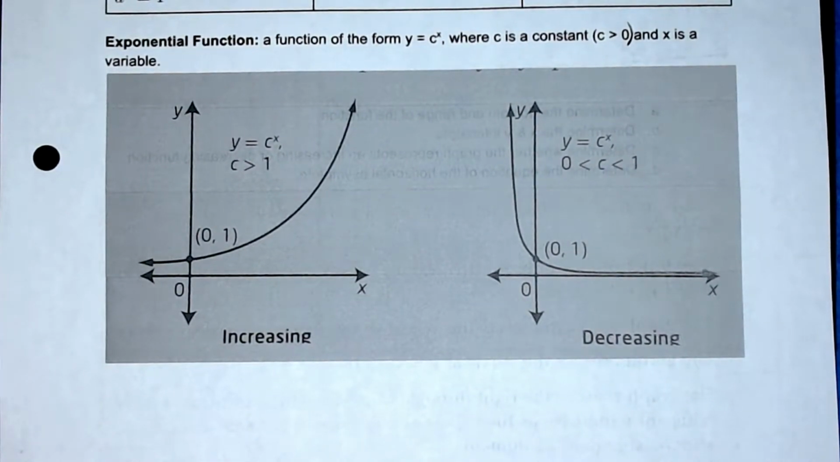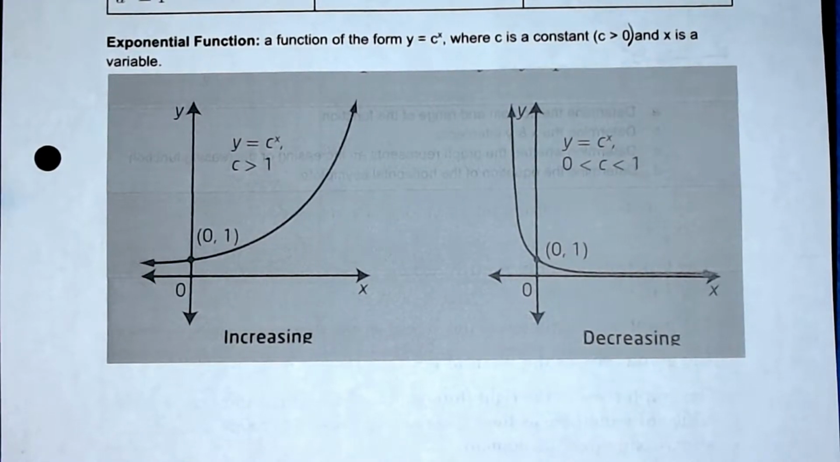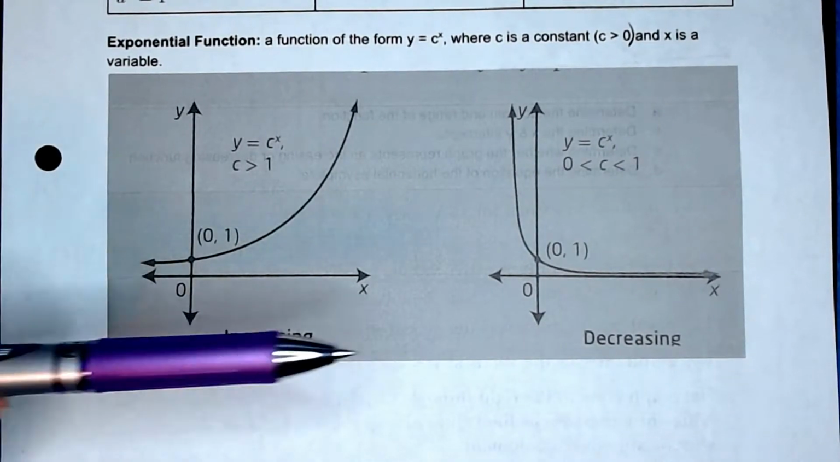An exponential function is a function of the form y is equal to c to the power of x, where c is a constant and c is greater than 0, and x is a variable. So the x is the exponent and it changes. We have two different types of functions: increasing functions or decreasing functions.